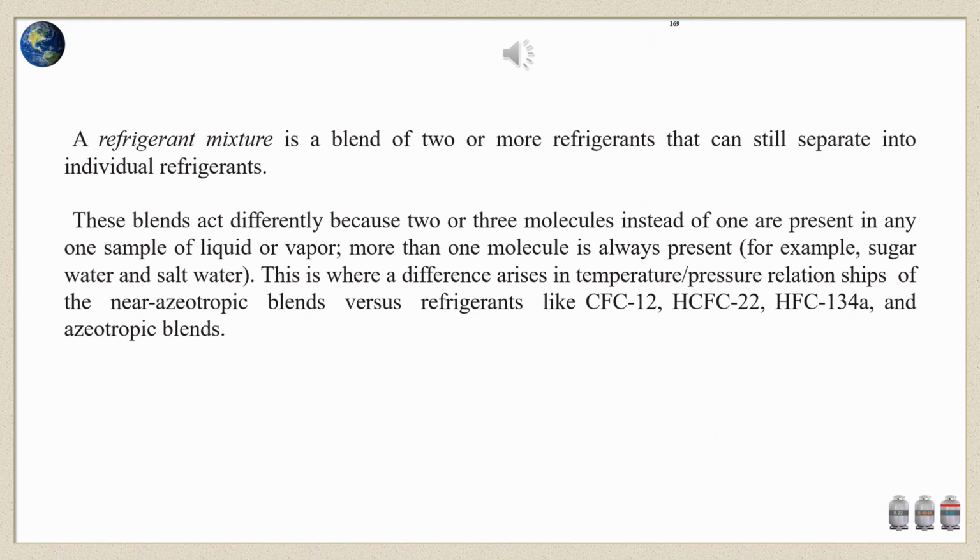A refrigerant mixture is a blend of 2 or more refrigerants that can still separate into individual refrigerants. These blends act differently because 2 or 3 molecules instead of 1 are present in any one sample of liquid or vapor. More than one molecule is always present, for example, sugar water and salt water. This is where a difference arises in temperature-pressure relationships of the near azeotropic blends versus refrigerants, like CFC12, HCFC22, HFC134A, and azeotropic blends.